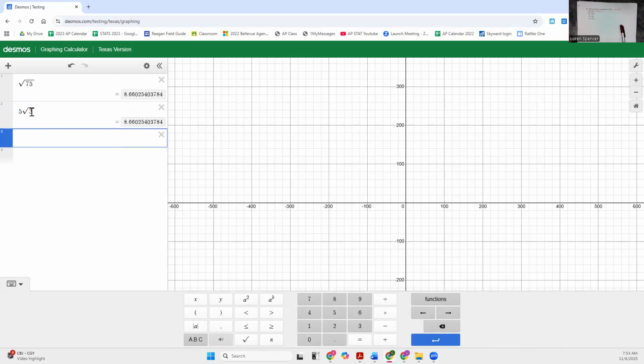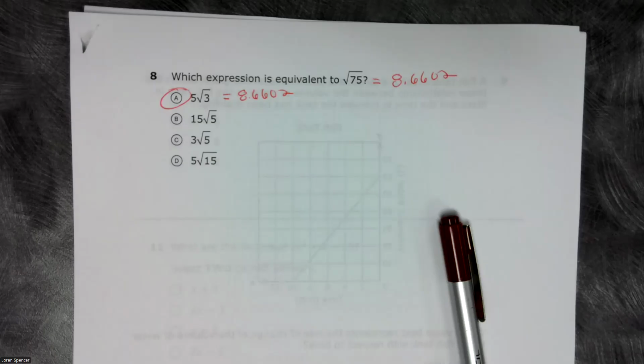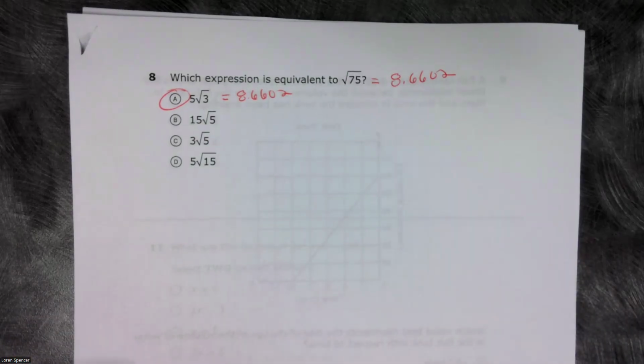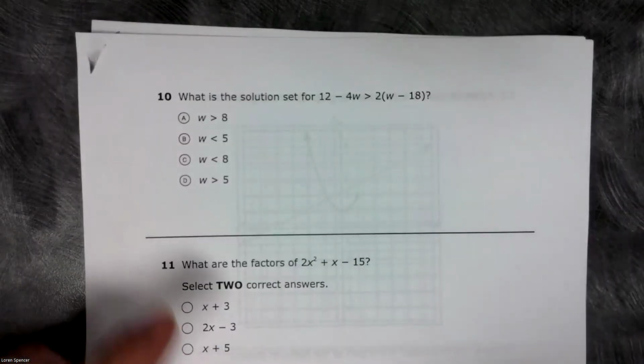But just to show you that this works, I'm going to do the next one. So 15 square roots of 5. And we get 33. That's not the right answer. The only one that could be is A. So the answer to number 8 is A, because for both of them, when we plugged it into Desmos, we got 8.6602.